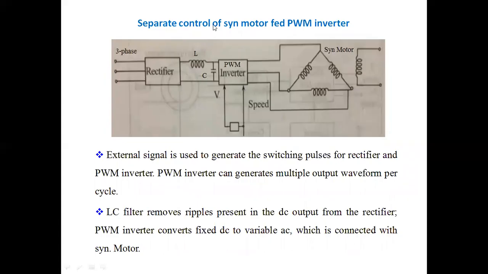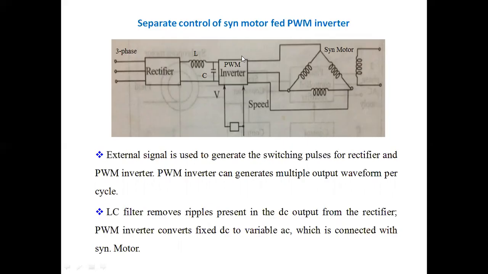Next, the same separate control of a synchronous motor drive with a PWM inverter. The same three-phase supply is given to the rectifier, which converts AC into DC. The ripples are removed with the help of an LC filter. Then it is given to the PWM inverter, which generates multiple output waveforms in a single half cycle. It is connected to the synchronous motor drive. Since it's separate control, obviously we use an external frequency signal to generate the firing pulses for the inverter as well as the rectifier. The inverter structure is common for both square wave inverter and PWM inverter.